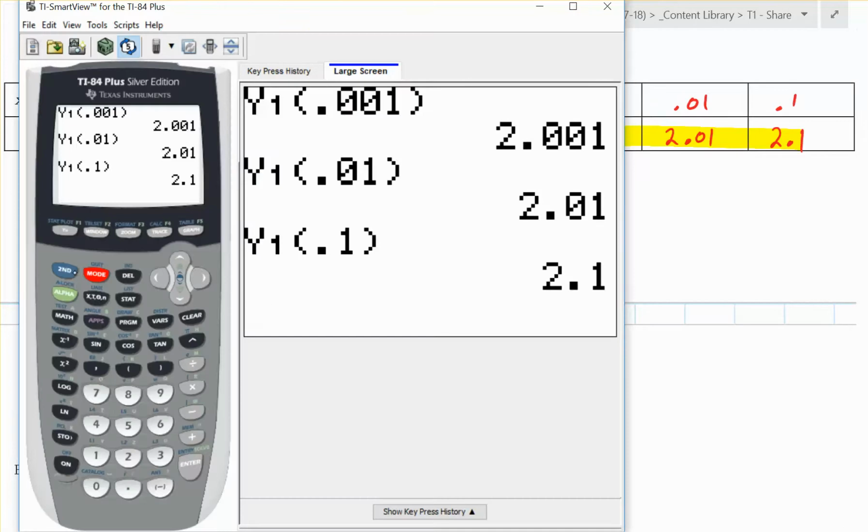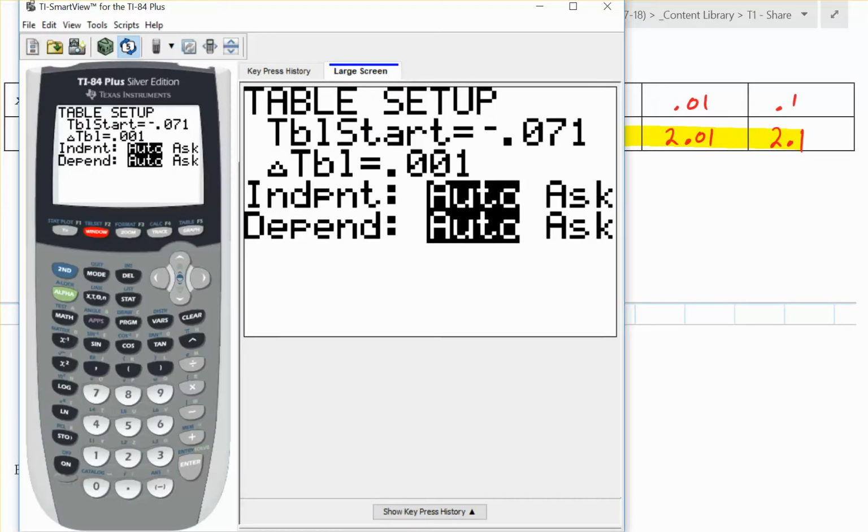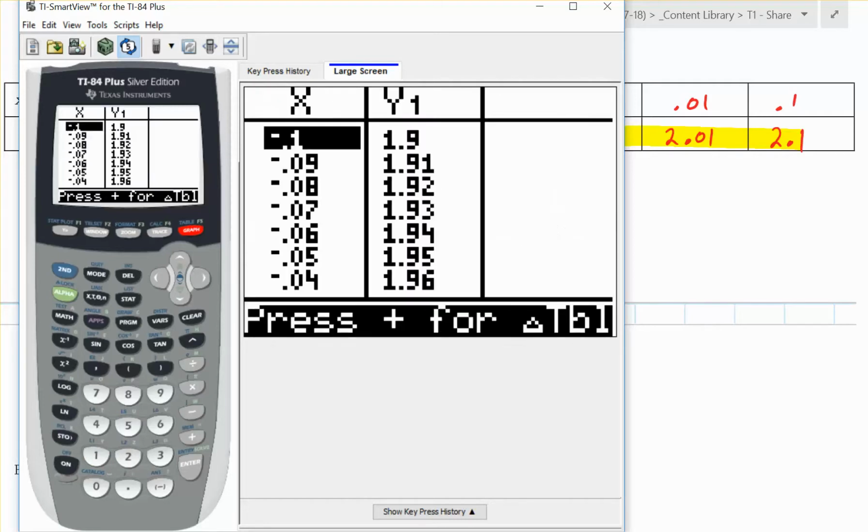So again though, you get there by going second window and then telling it where to start the table. So in this case it was negative 0.1 and what the delta should be. So maybe you can change it to 0.01. And then it's second graph, so it's table, and then it starts the table where you want and at the step you specify.